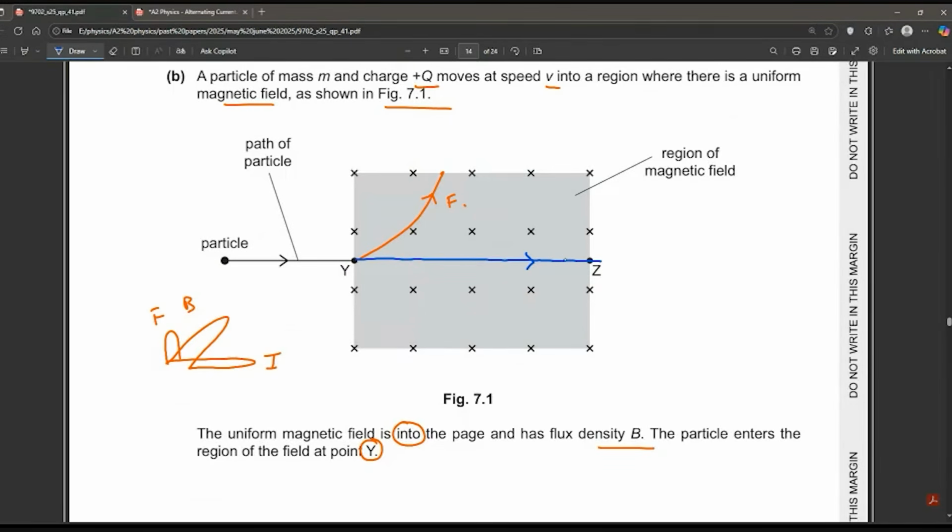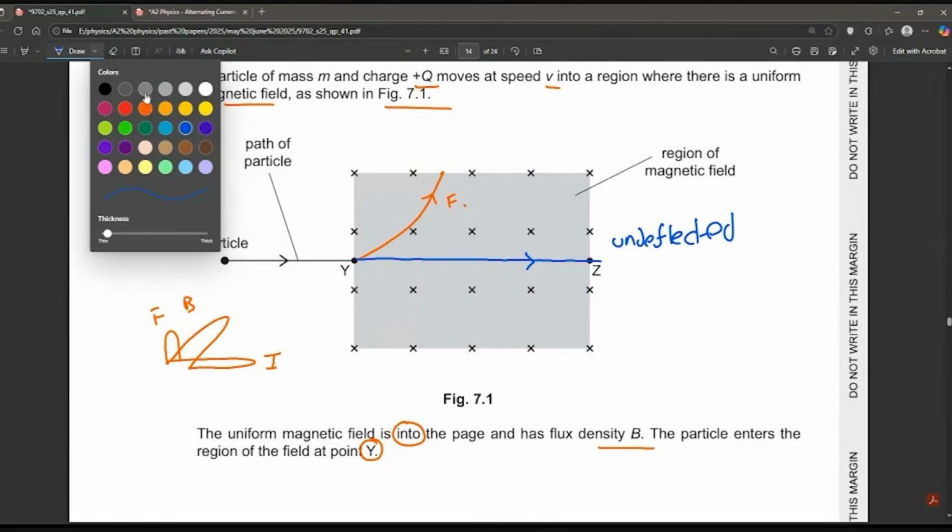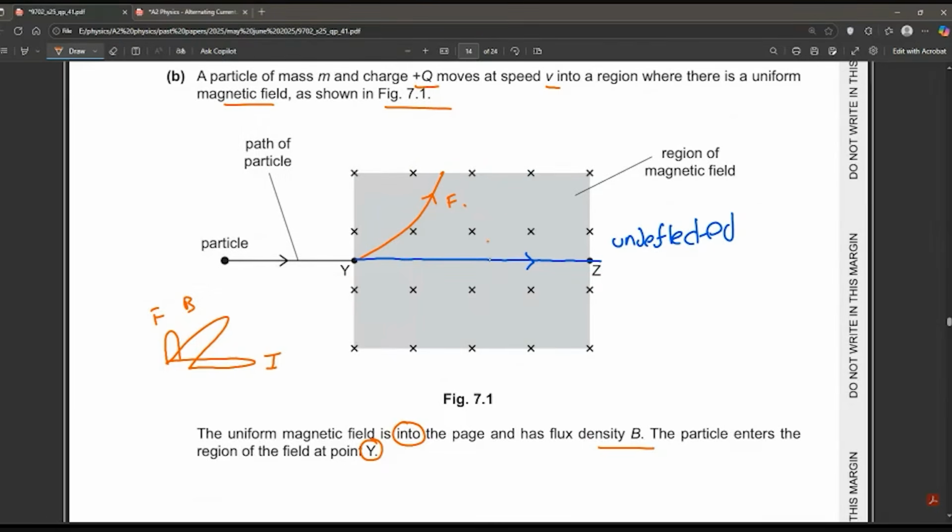If you want the electron to pass undeflected, what should happen? The upward magnetic force should be balanced out by the downward electric force. कैसे बैलेंस होगा upward magnetic force by the downward electric force? By applying an electric field.